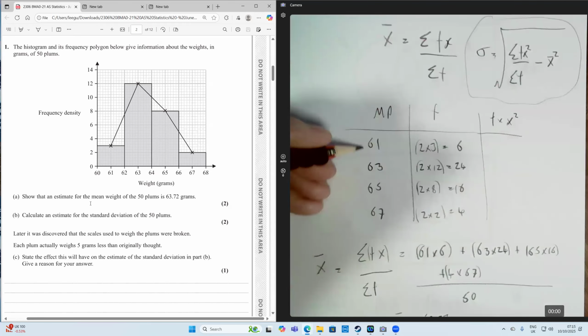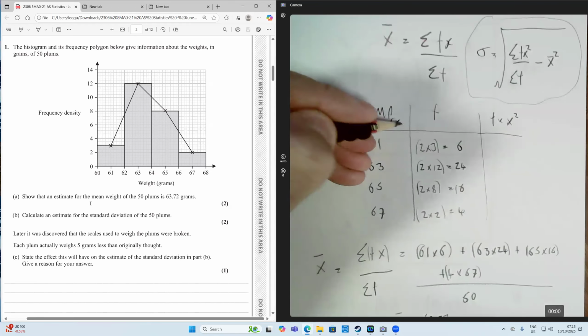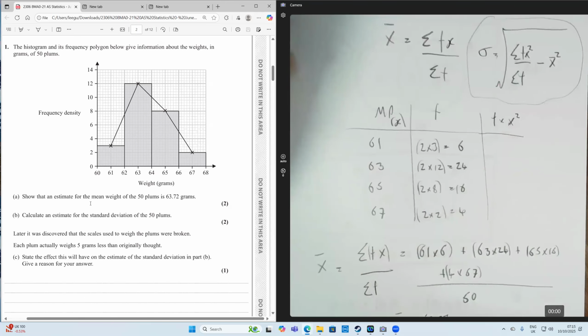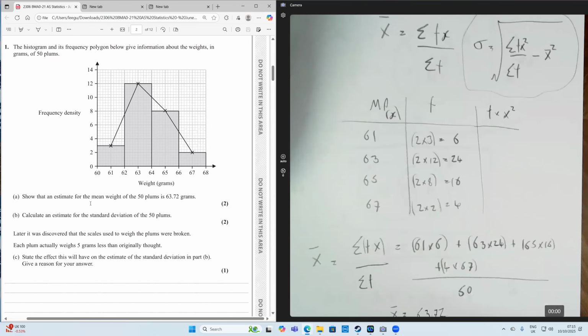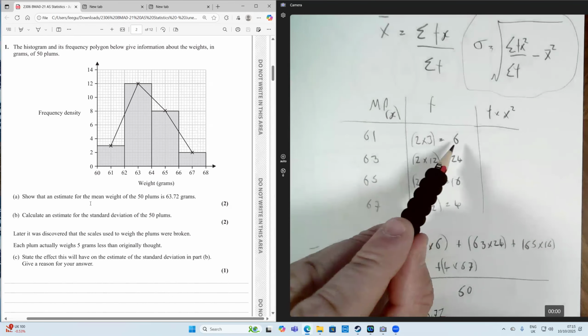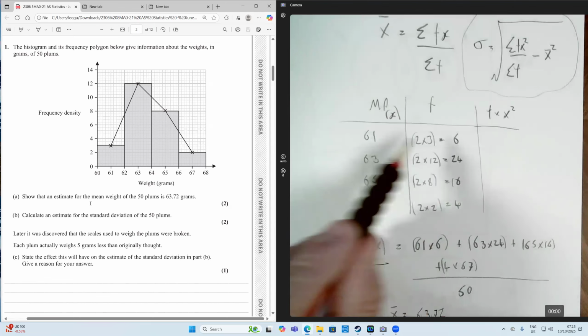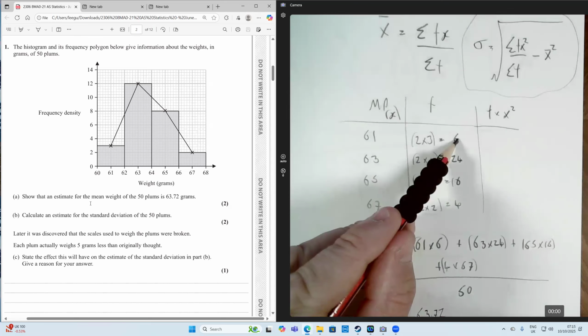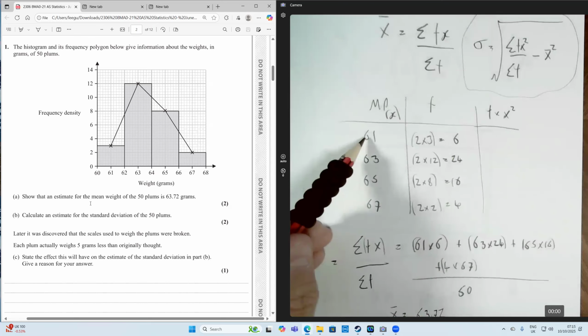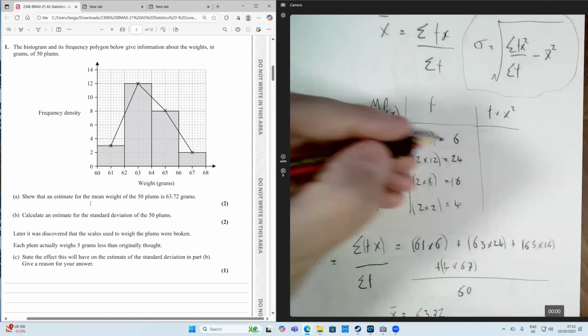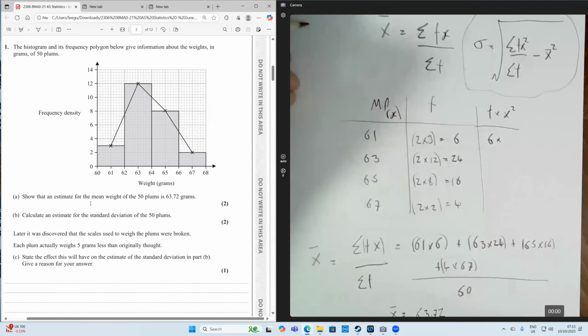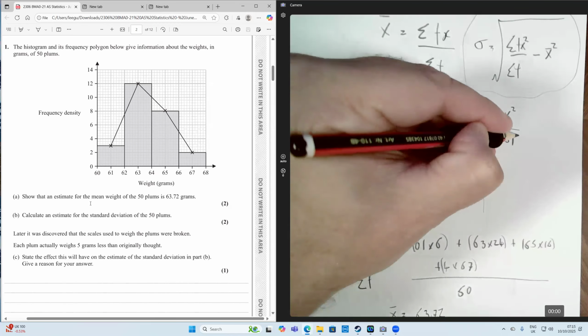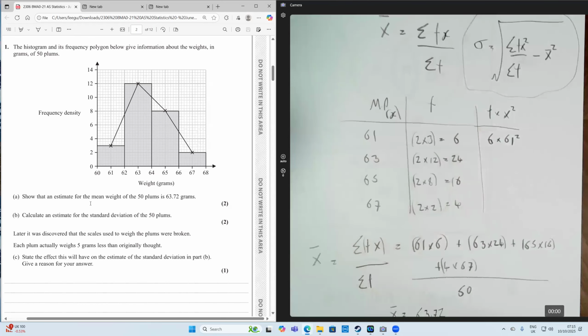Okay, now remember that these midpoints are our x values, as it were. This is one point where students commonly make a mistake. Some students would go 6 times 61 and then square the whole thing, or I've seen students square the 6 and then times that by 61, okay? But what it actually is, is the frequency times the midpoint squared. So we need 6 times 61 squared, okay?